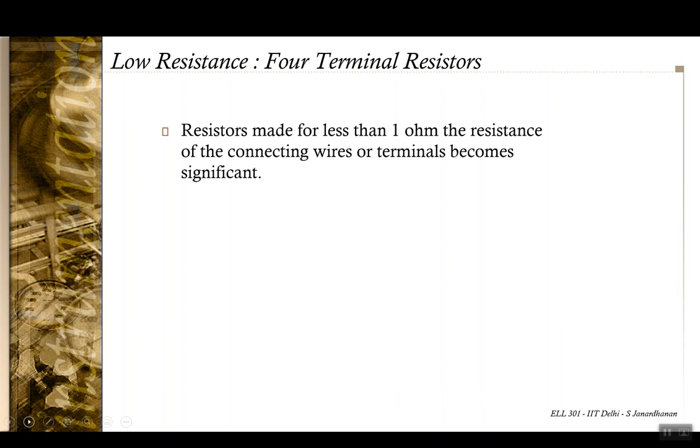However, when you have resistors of really low resistance, say of 1 ohm or lesser, then you really need to modify the construction of the resistor itself for it to be useful, for you to even rely on the resistor value that is printed. Because the resistance of the connecting lead would become a significant portion of the resistor's value.